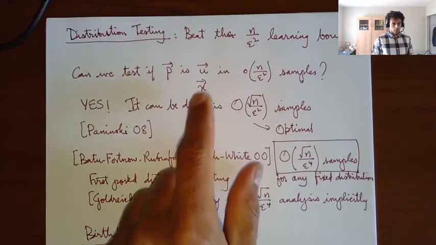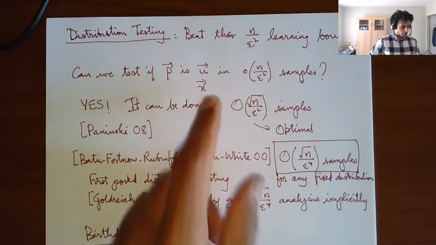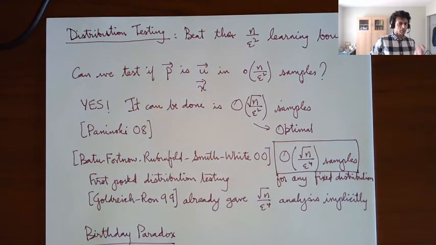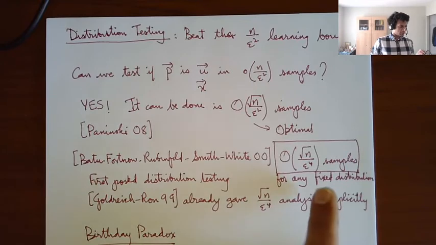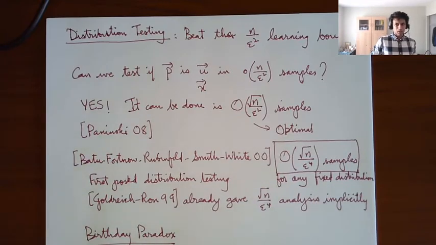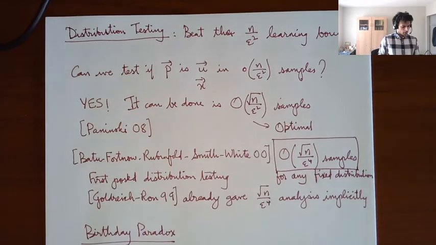The general case, meaning that you can test against a general fixed distribution, turns out to be a reduction to uniformity. So you're right, you can get root n over epsilon to the fourth, and you can get root n over epsilon squared because you can reduce it to uniformity testing. So there's a reduction.